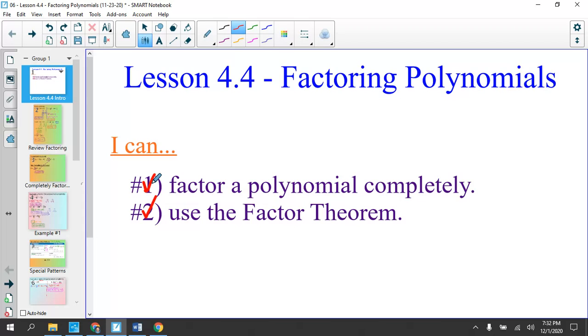So that's definitely it. 4.4 is in the books. That's actually the end of part 1 of the chapter. So we'll wrap the chapter up, take a break, do an assessment, and then move forward from there.